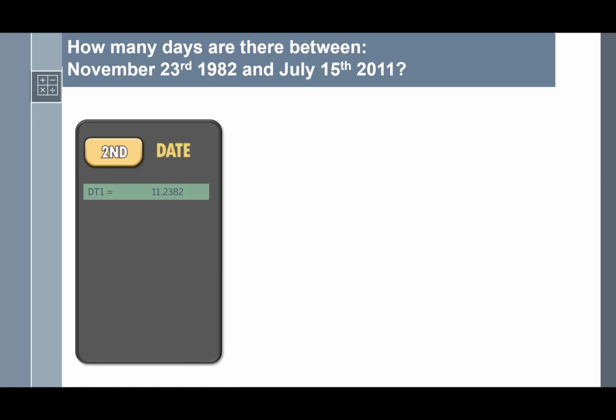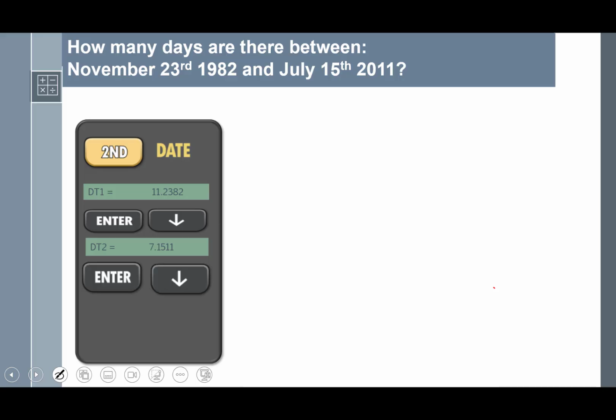Let's look at another example where one of the dates is prior to 2010. So here we have dates between November 23rd, 1982 and July 15, 2011. So for the first date, we're going to enter 11/23/82, as you can see. Then press enter. Down, 7/15/11. Enter, down, and press CPT, and it should give us the days between dates, which is 10,461.